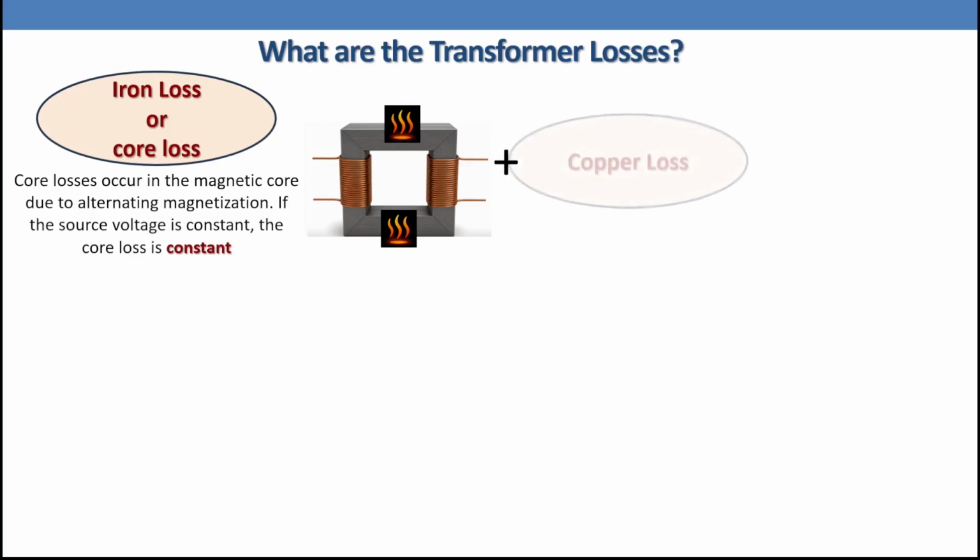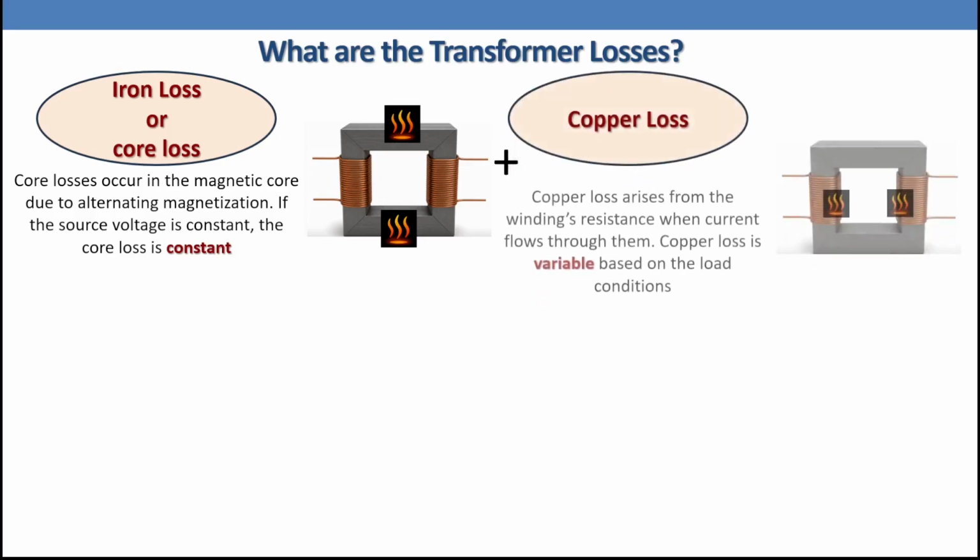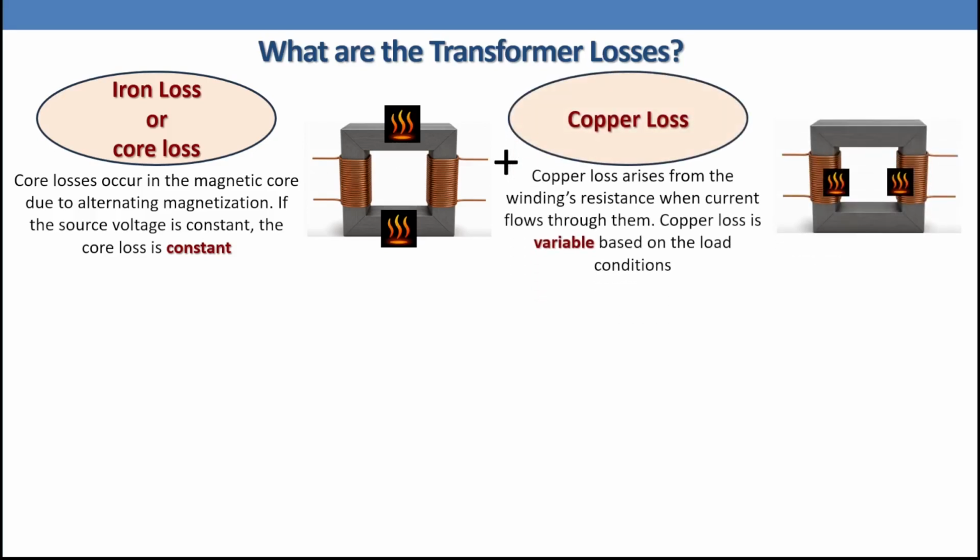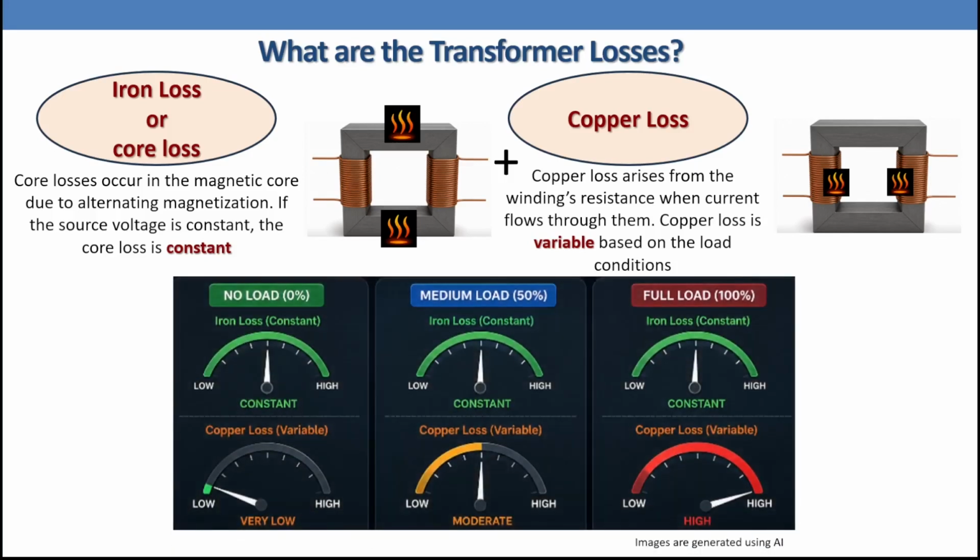The other type is copper loss. When we have a current going through the winding, copper loss arises from the winding resistance when current flows through them. So copper loss is variable based on the load conditions. So the two types of losses are iron loss and copper loss. The iron loss is constant and the copper loss is variable. This diagram here shows that whatever the load condition is, no load, medium load, or full load, the constant loss is a fixed value, while the copper loss is variable based on the loading conditions.